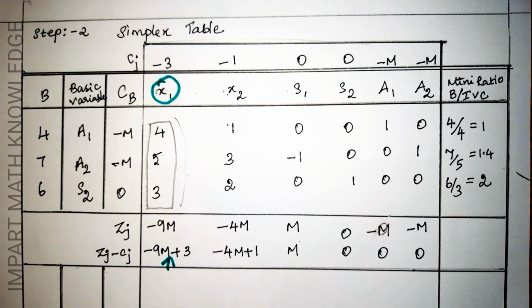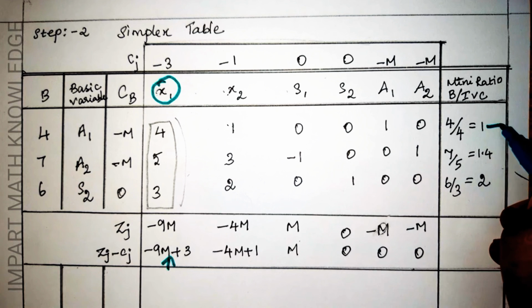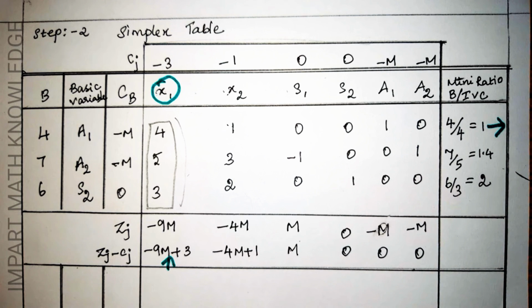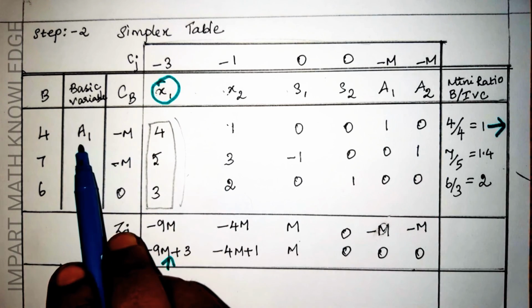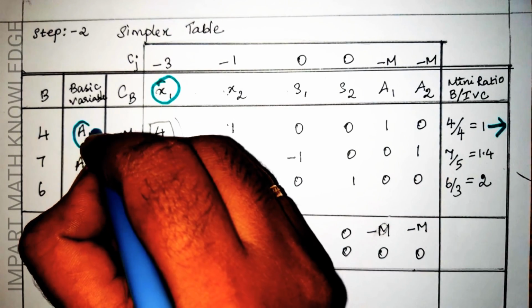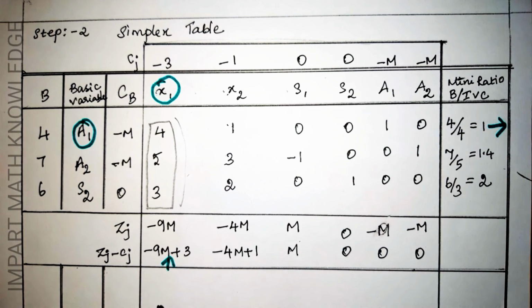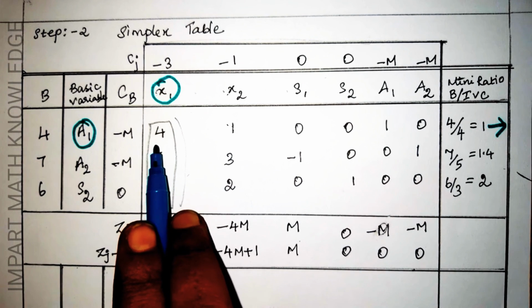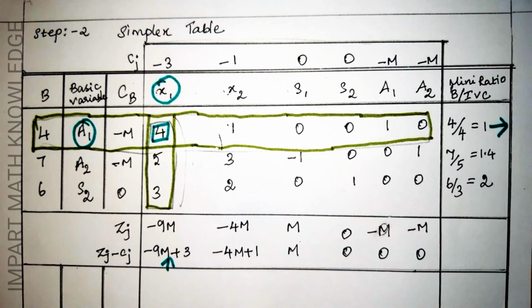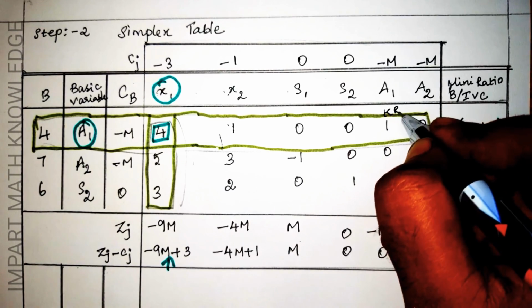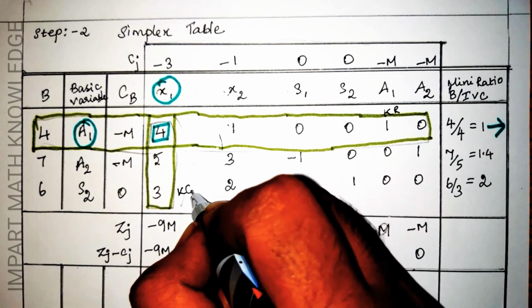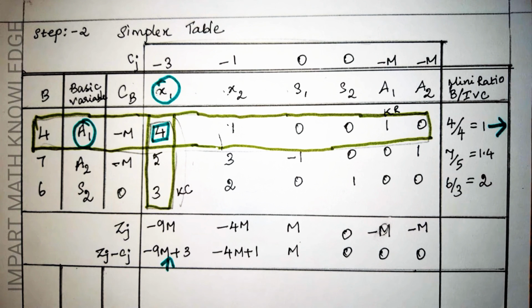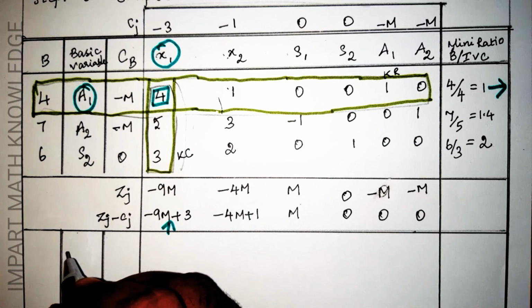From the values, you have to select the minimum one. Here the minimum value is 1. So you have to put an arrow mark like this. This represents that the corresponding variable A1 leaves the table. So the incoming variable is x1, the outgoing variable is A1. The intersecting point is 4, so 4 is the key value. Now this is the key row, this is the key column. We want to find the optimum value, so we have to go to the next table.